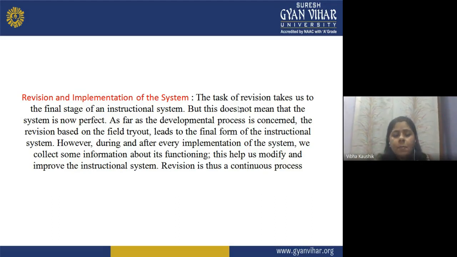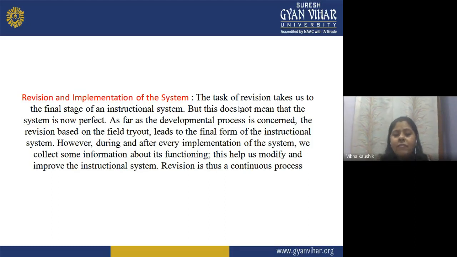As far as the developmental process is concerned, we are focusing on the developmental process. The revision based on the field trials leads to the final form of the instructional system. However, during and after every implementation of the system, we cannot say that after implementing a system I will do this.